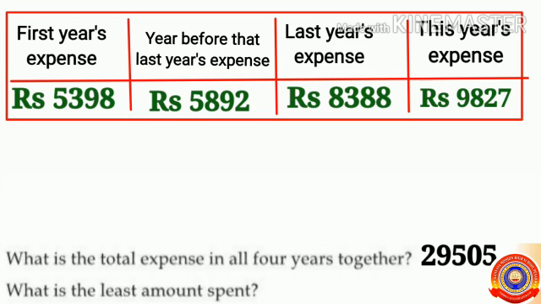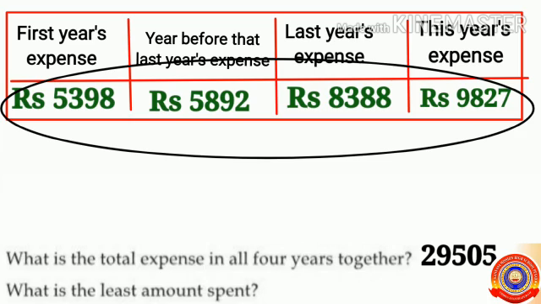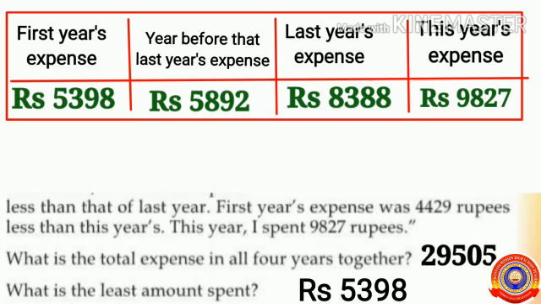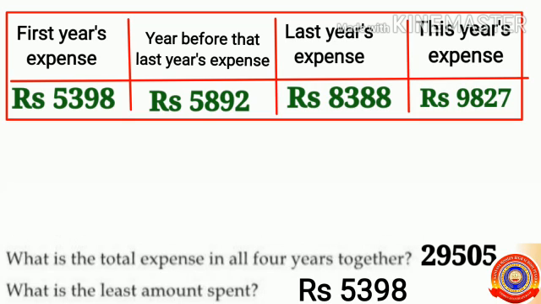Students, let's find out the least amount here. Okay, which is the least amount? Yes, 5,398. So, what is the least amount spent? 5,398 rupees. Dear students, hope that you all understood this activity.